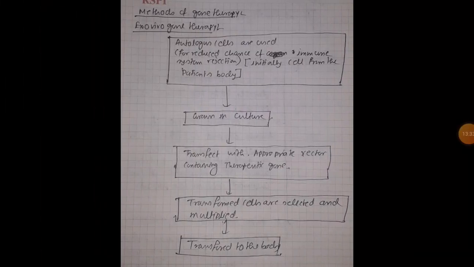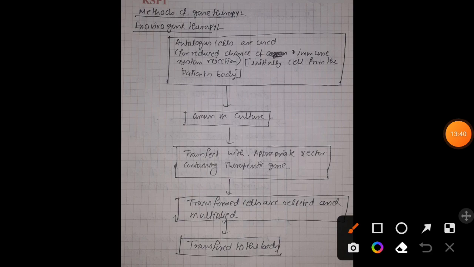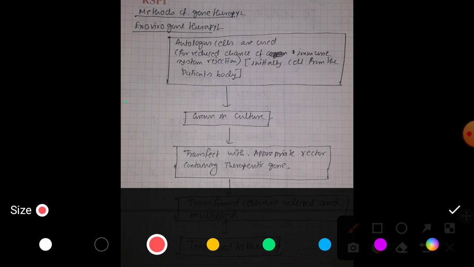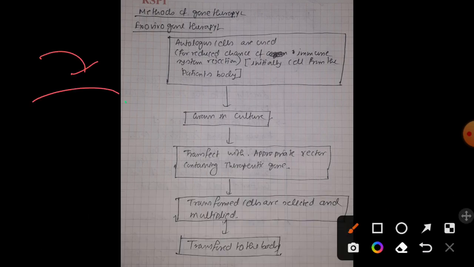Now the main thing, that is the method of gene therapy. First is ex vivo gene therapy. What are we doing in the case of ex vivo gene therapy? Suppose I am a diseased person. I have a genetic disease that is skin related. Now what you will do is take cells from my skin tissues, and grow them in an appropriate culture media.